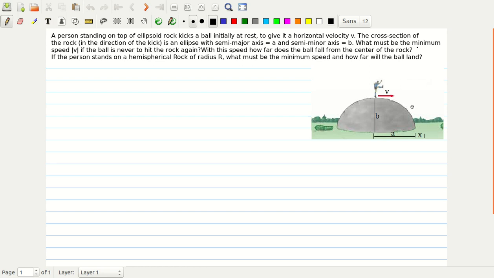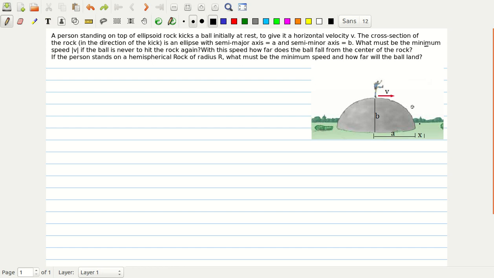What must be the minimum speed v if the ball is never to hit the rock again? So what they are saying is you have to kick a ball horizontally in such a way that it never hits the rock again and falls off the rock onto the ground. With this speed, how far does the ball fall from the center of the rock?